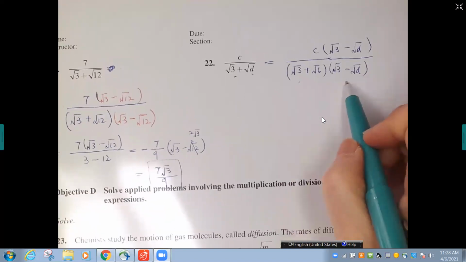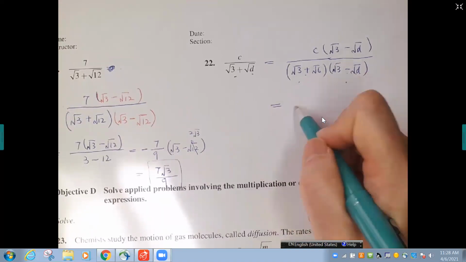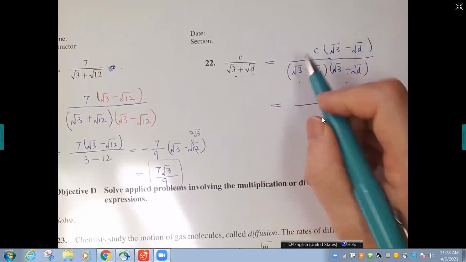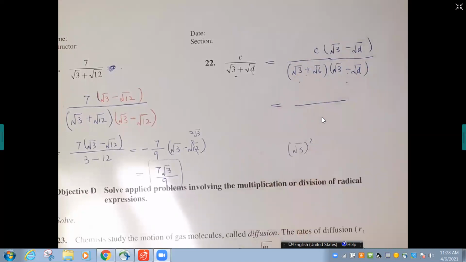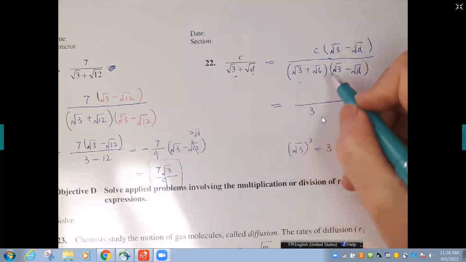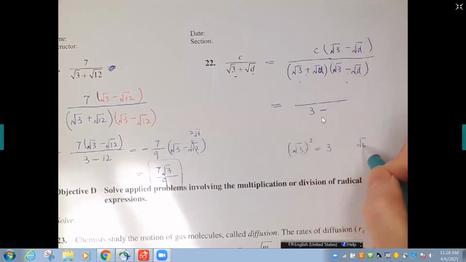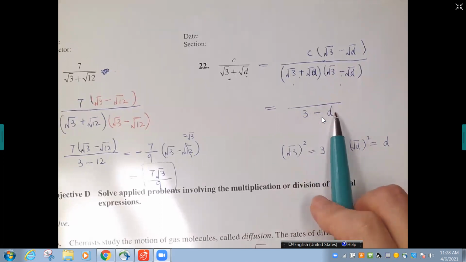Carry out the multiplication. What is on the bottom? Sum times difference. We'll get the square of the radical. So you do not write 9 here. It's the square of radical 3. That will be 3 only. Minus, so radical d squared equals what? Equals d. So 3 minus d. That will be the denominator.